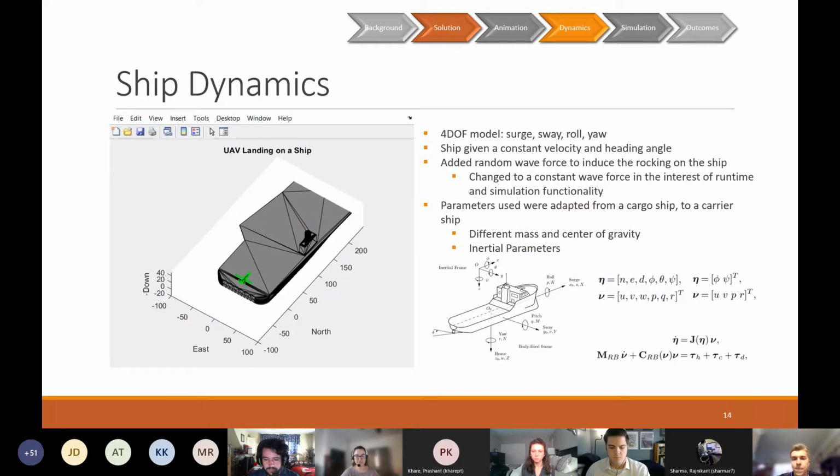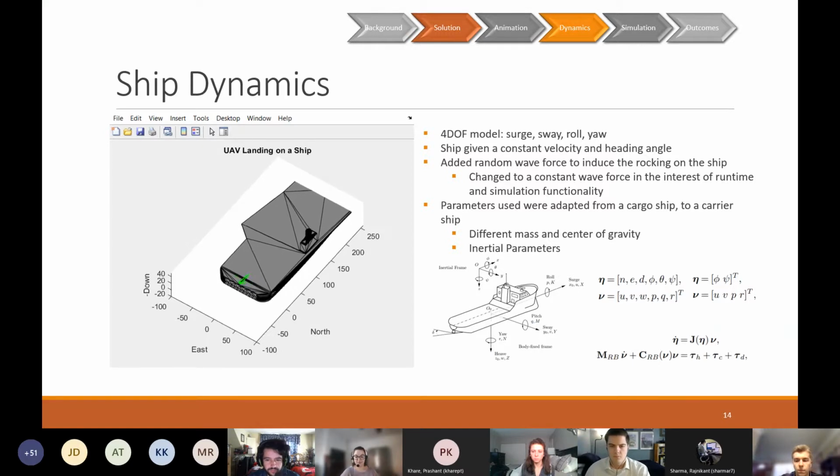For the ship dynamics, instead of working with 6 degrees of freedom, the motion was simplified down to 4 degrees of freedom: surge, sway, pitch, and yaw. The ship is given a velocity and heading angle, and there is also a wave force to induce roll and pitch motion. However, due to the need to reduce simulation runtime, the wave force is a constant and the rocking is even. The parameters were adapted from a cargo ship to a carrier ship for this dynamics.